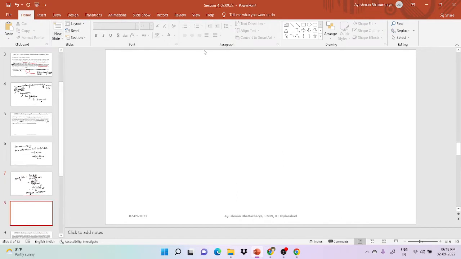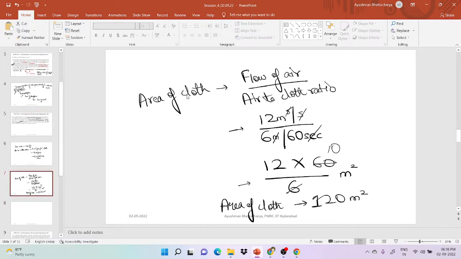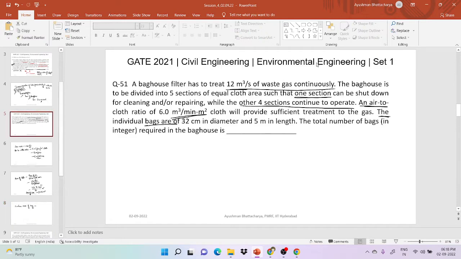Now, knowing the area of the cloth, we have to calculate the surface area of each bag. We have calculated the area of the cloth. The surface area of the bag is yet to be calculated. The individual bags are of 32 centimeter in diameter and 5 meter in length. Since they are mentioned in diameter and length, it will be cylindrical.